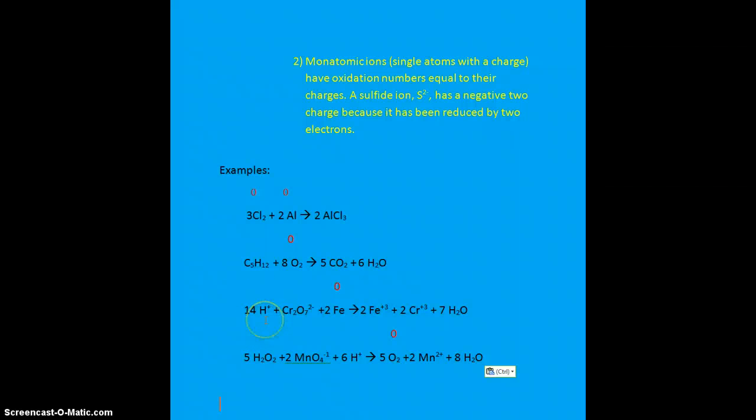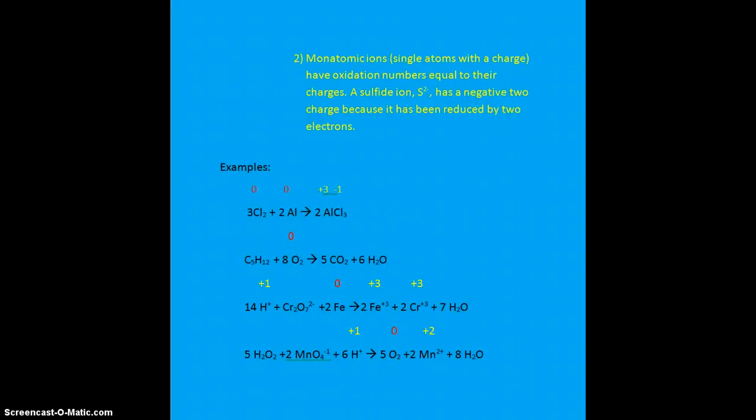We have 14 protons, and since protons have +1 charges, they, of course, have an oxidation number of +1. These 2 iron 3 cations are +3. The 2 chromium cations are also +3 in their oxidation numbers. And in the final equation, I see manganese cations that have to be +2 for oxidation numbers, and protons that are again +1. So all monatomic cations and anions, once again, have oxidation numbers equal to the monatomic ion's charge.